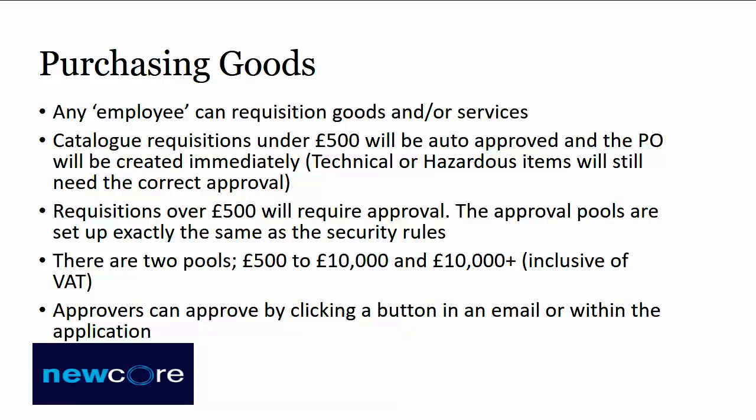And like I said earlier, the approval pools are set up exactly as the security rules. For all non-catalog orders, every single one will go through an approval regardless of the amount. So it is just a rule helpful for the catalog orders, not everything else. There are 2 approval pools, and the threshold is £10,000. The lower pool is under it, and the higher pool is over that. And it's very simple to approve, and I'm going to show you on a slide how to do that.